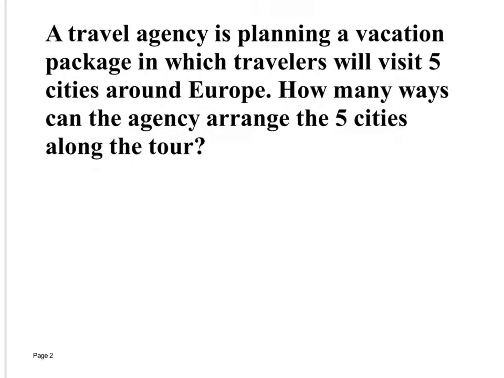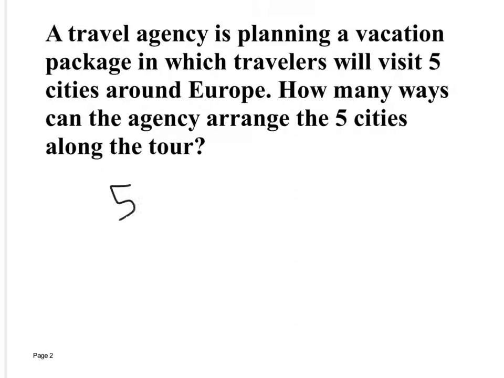So write this down. Our question says a travel agency is planning a vacation package in which travelers will visit 5 cities around Europe. How many ways can the agency arrange the 5 cities along the tour? So order is important. If they've got these 5 cities, how many different ways can they organize it? Right? And so here's what we do.